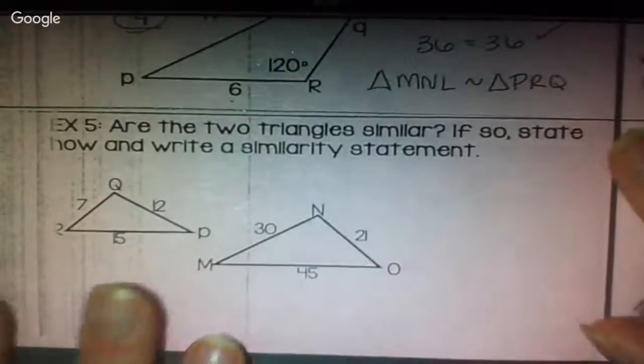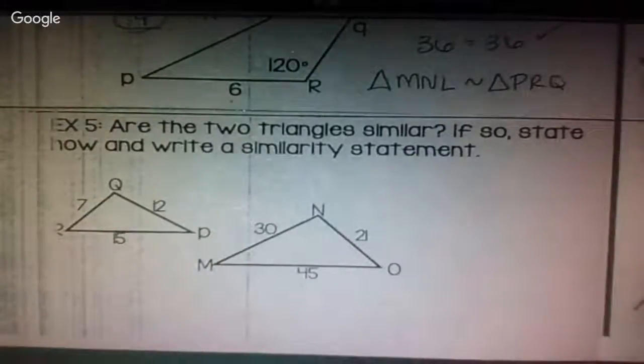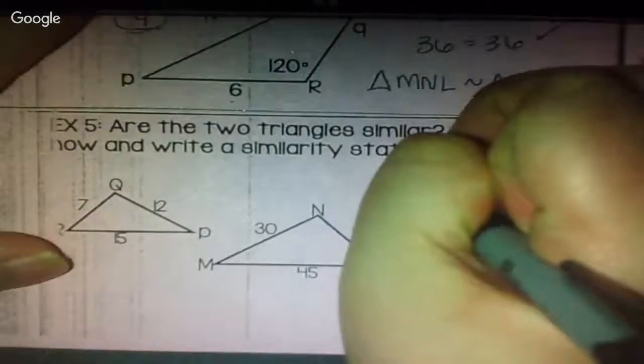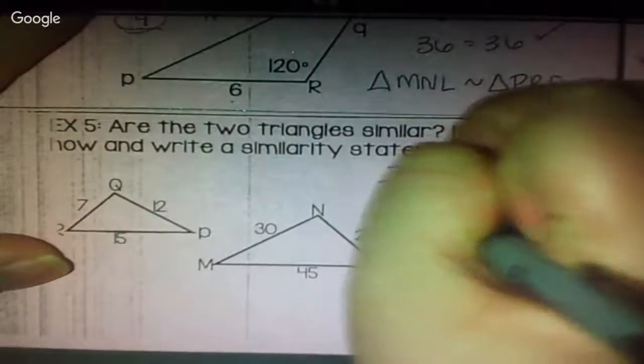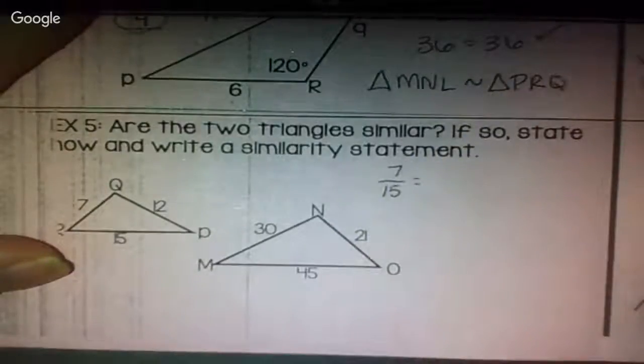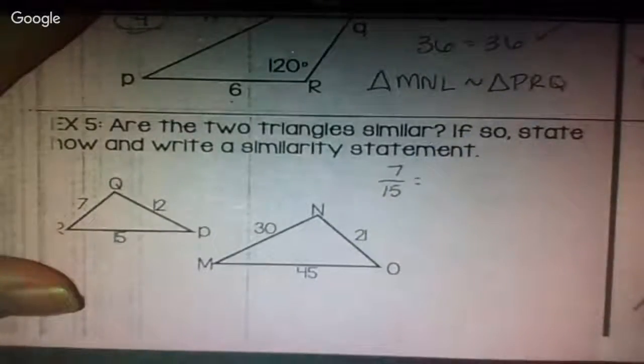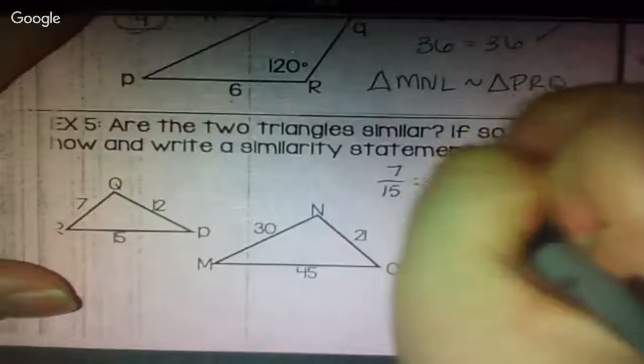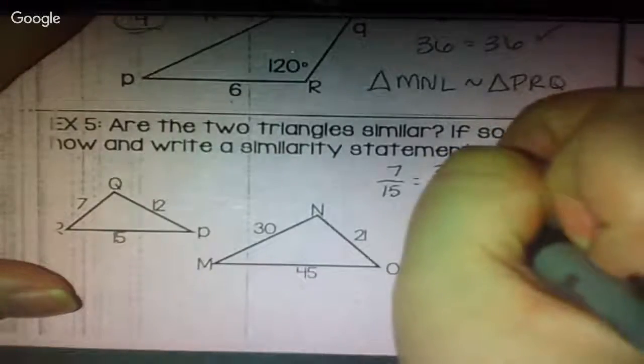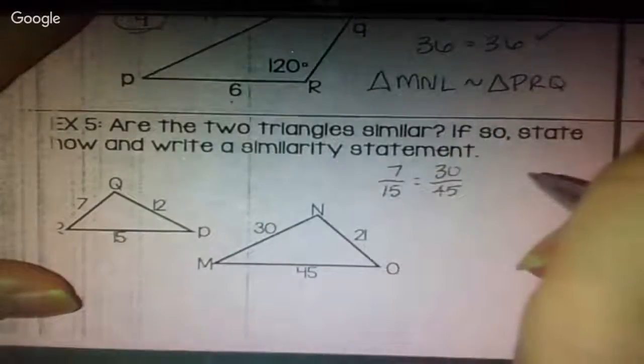Are the 2 triangles similar? If so, state how and write a similarity statement. So I've got to do this 3 different times. I need to do is 7/15 equal to what over what? 30/45. Wait, no, wouldn't it be 21/45?